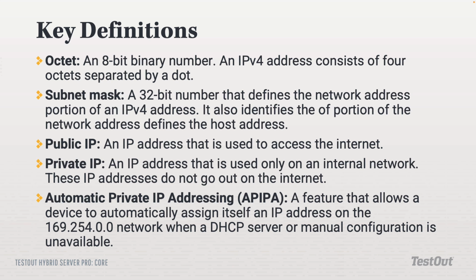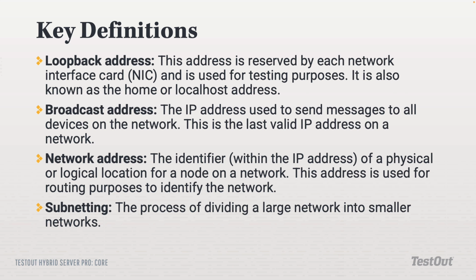APIPA. An APIPA address is your automatic private IP address. This is self-assigned. It's the 169.254 address. If we reach out and try to get an IP address, if you remember back to last year, DORA, those were the steps we go through in order to get our IP address. If for some reason we're unable to get that, you'll see a 169.254 address. That is your APIPA address, an automatic privately assigned address.